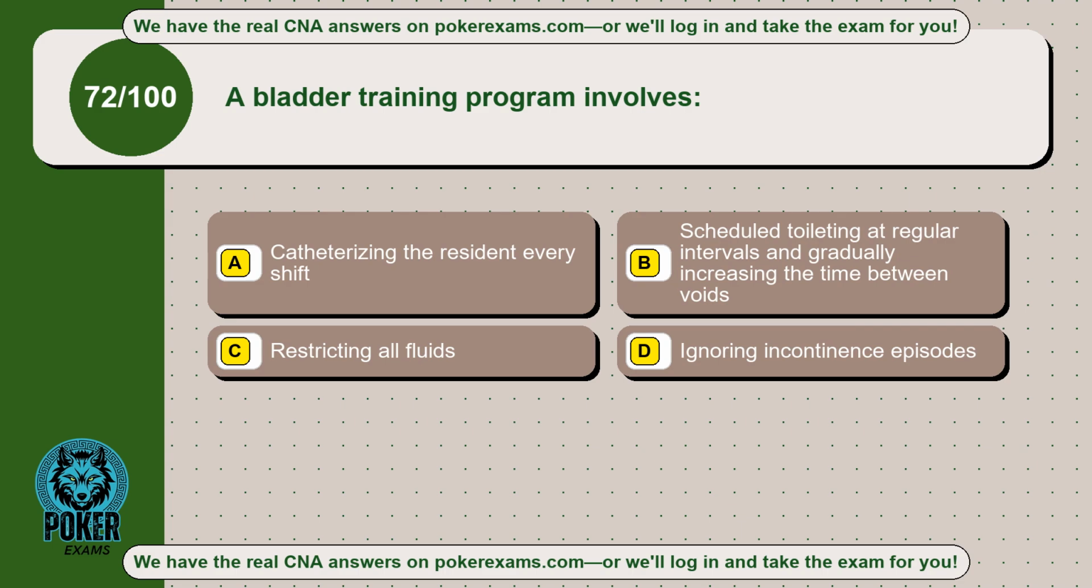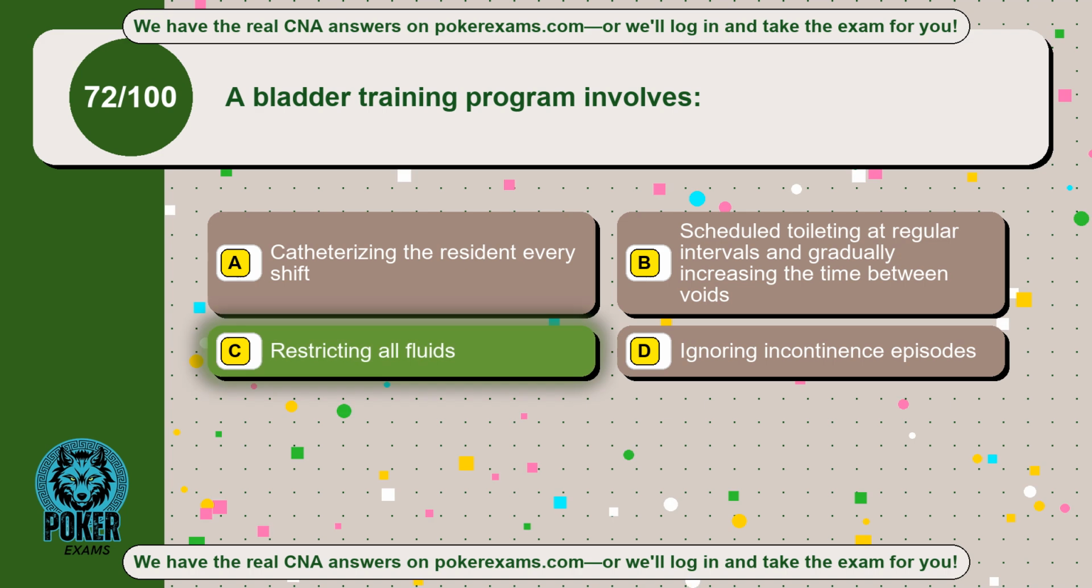Question 72. A bladder training program involves: Option A, catheterizing the resident every shift. Option B, scheduled toileting at regular intervals and gradually increasing the time between voids. Option C, restricting all fluids. Option D, ignoring incontinence episodes. The correct answer is option C, restricting all fluids.